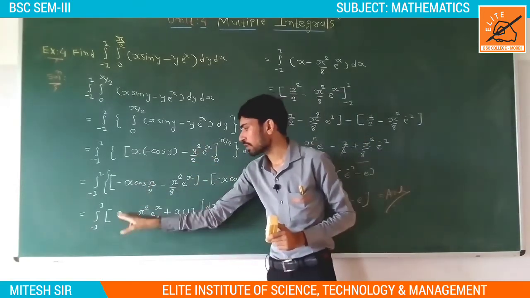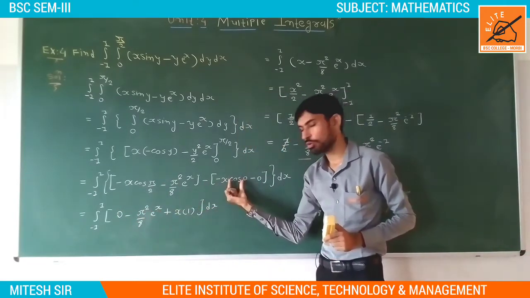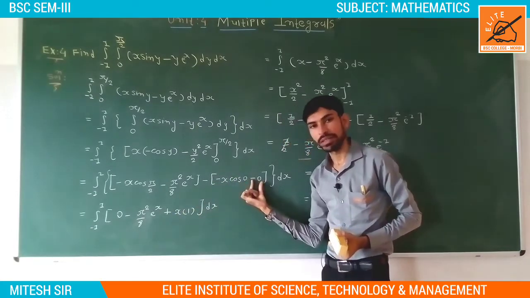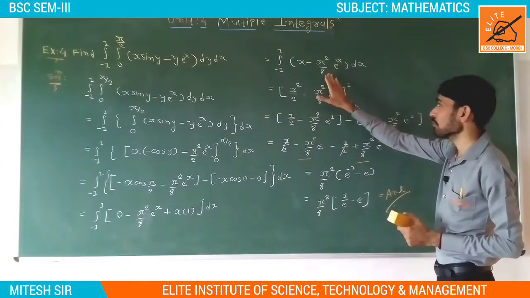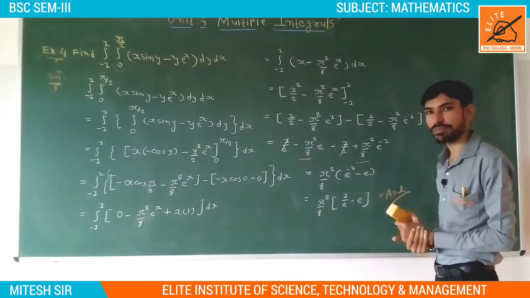So this term is 0 minus pi square upon 8 e raised to x, minus minus plus, the value of cos 0 is 1. So just plus x remains and this term is already 0. So finally the function remaining is x minus pi square upon 8 e raised to x, and we are now doing integration with respect to x.